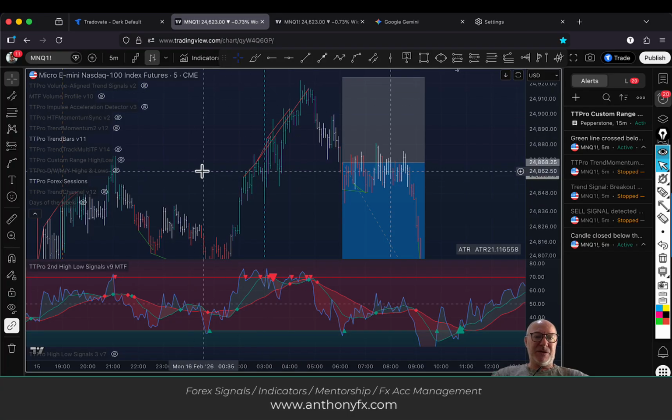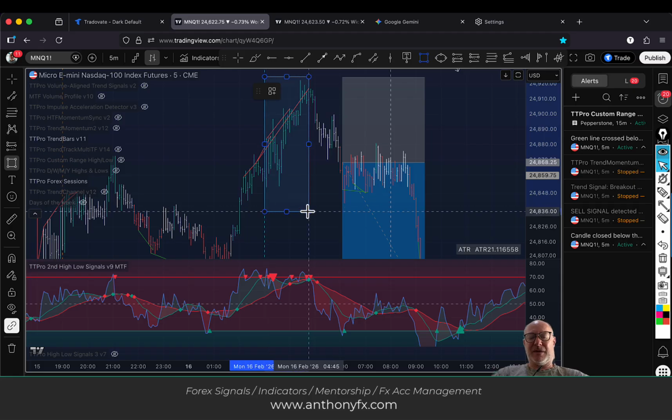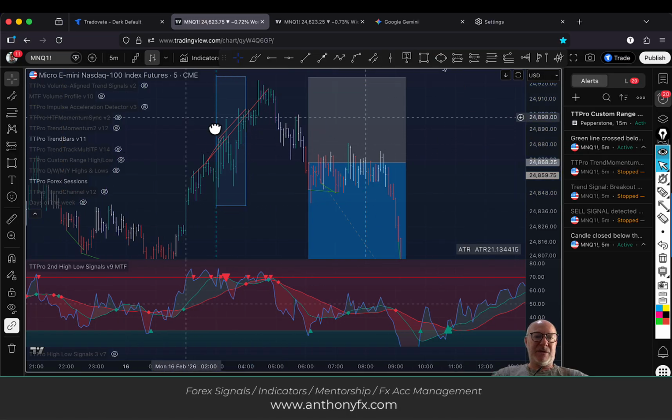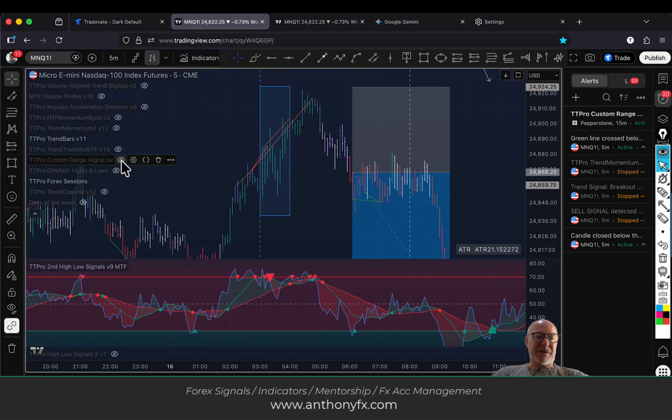So what you're going to do is look to track the opening balance, the initial balance, I should say. So you're looking at 3 a.m. to 4. I've been talking about this for a long time. We've actually got an indicator that will give you that. So it's this custom range.